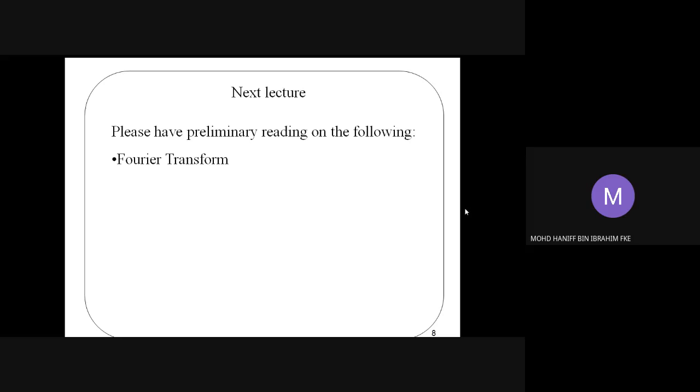So the next lecture will be starting next week. We are going to cover chapter 3, which will be on Fourier transform.